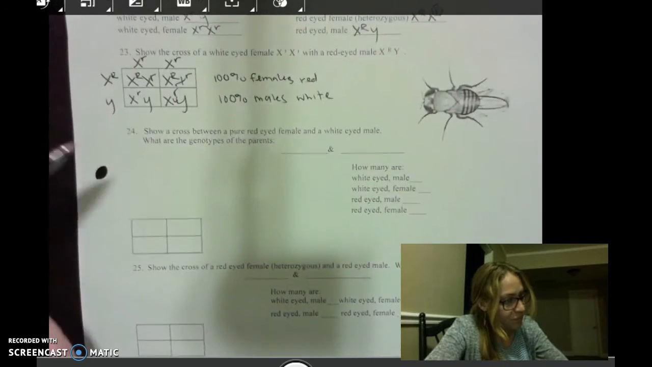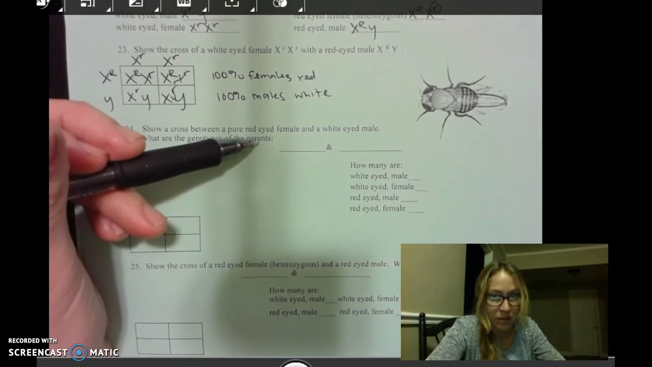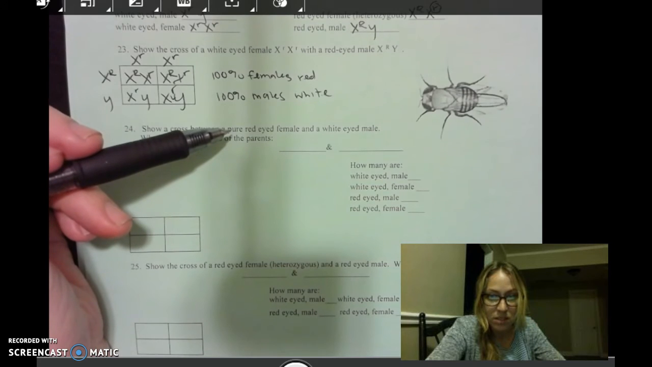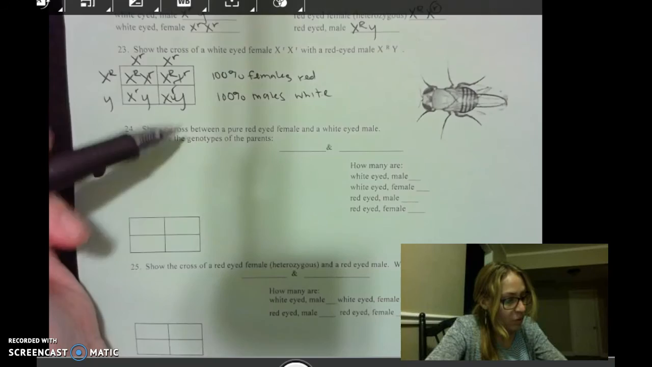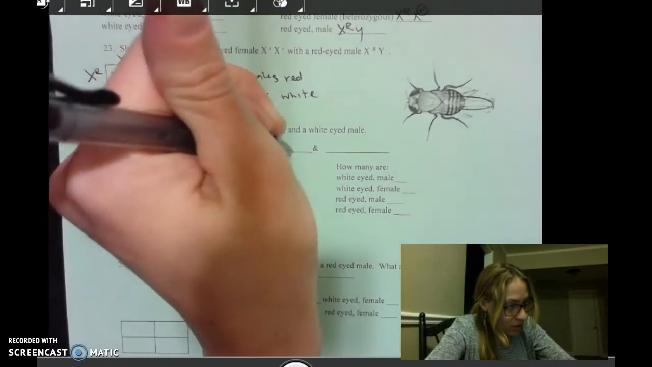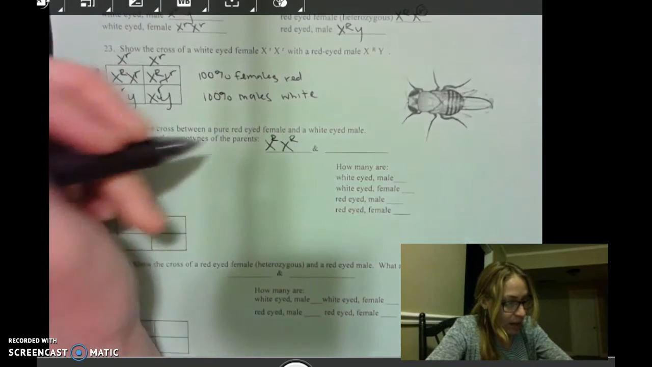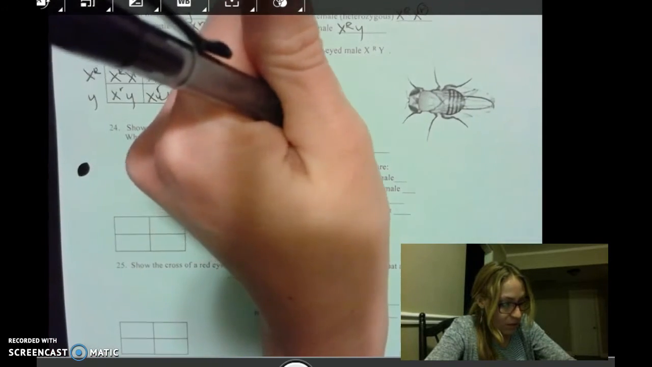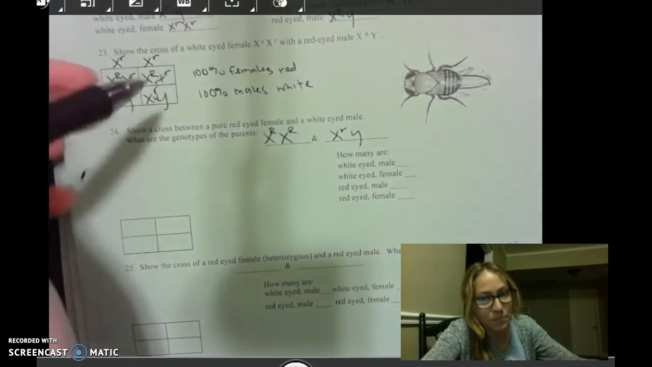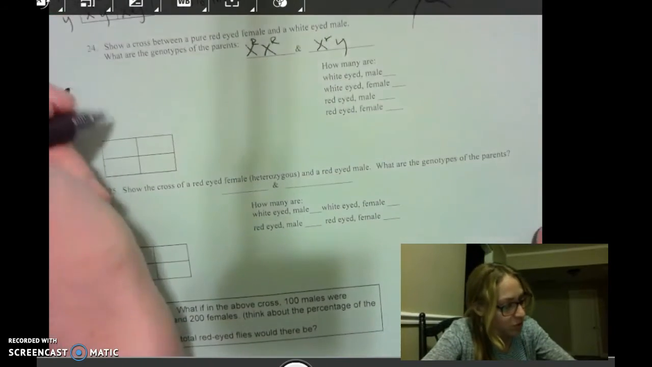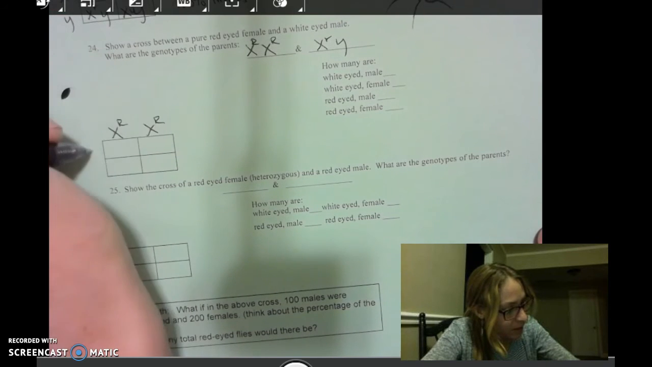All right. So we look here, show a cross between a pure red-eyed female, and saying that they're pure is the same as saying that it's homozygous. So if I've got a pure red-eyed female, it's going to look like this. Homozygous for that red-eyed trait. And then I have a white-eyed male, so it's going to be a lowercase. And if I go ahead, take that information I just wrote down, and put it into a Punnett square, what are we going to end up with?